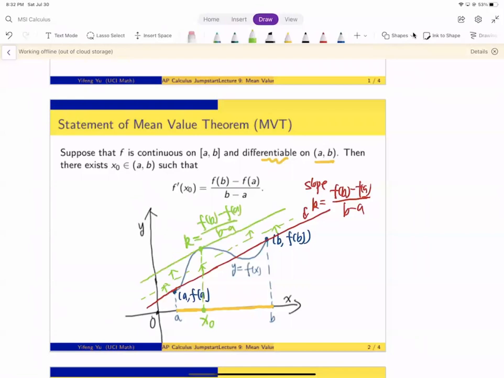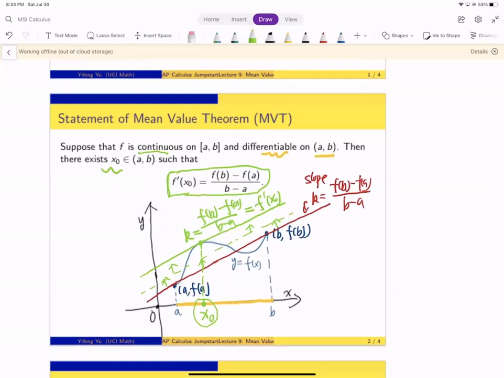And this tells us, under the assumption that f is continuous and differentiable on (a, b), that we can always find a point x0 between a and b such that the derivative there equals the slope. Slope is calculated by the derivative at this point. That's the geometrical meaning of the derivative. So we can always find a point such that the derivative at that point equals (f(b) minus f(a)) divided by (b minus a). So intuitively, everything is clear.